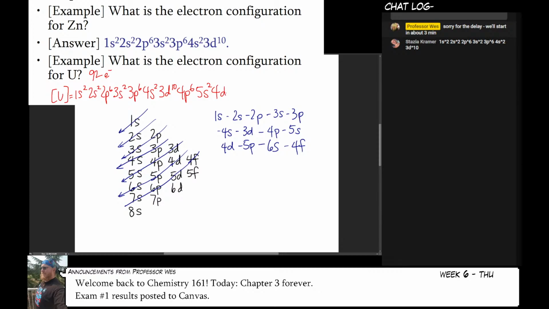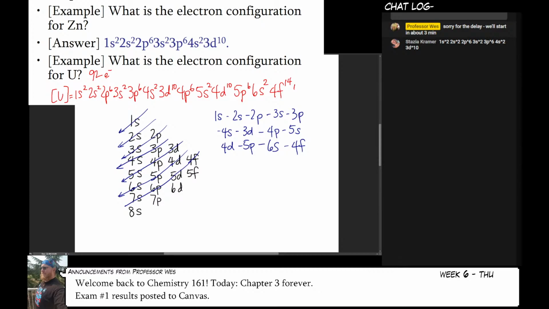So 4d10, 5p6, 6s2, 4f14. So in an f orbital, there's m sub l all the way from -3 to +3. So that'd be -3, -2, -1, 0, 1, 2, 3. So 7 orbitals times 2 electrons per orbital is 14.